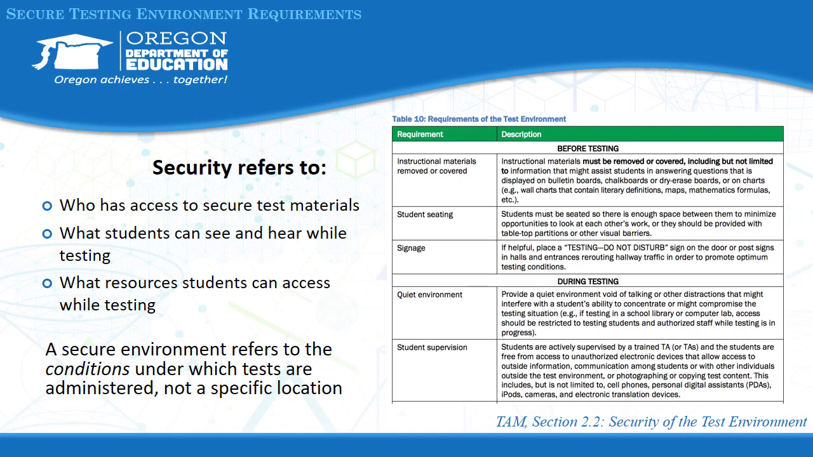To ensure a secure test environment, there are requirements that must be met in preparation for testing, during testing, and once testing has been completed. Table 10, included in Section 2.2 of the TAM, provides a list of requirements that must be met during these three phases to maintain the security of test materials and the security and validity of student responses from start to finish, and is an excellent resource to consult at each phase.